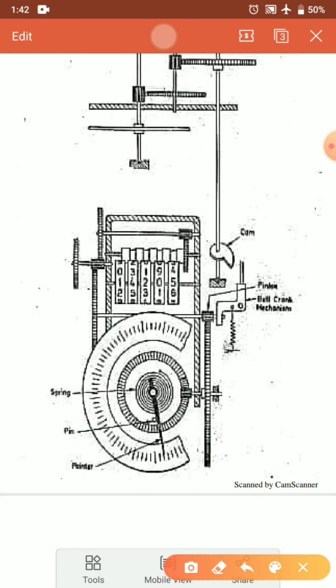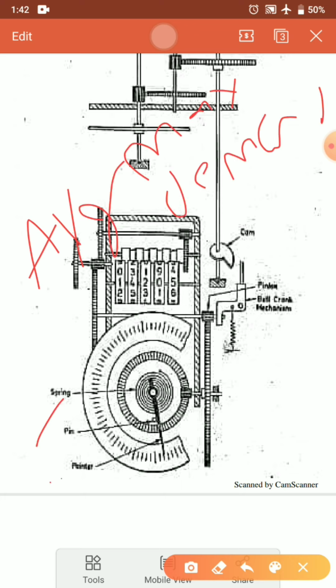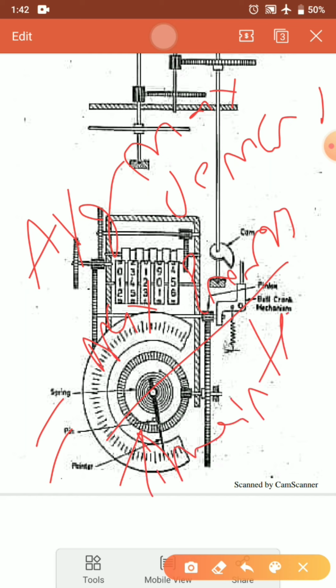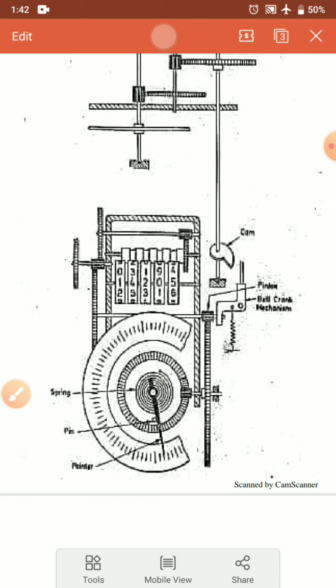If I know the maximum energy consumed, I can easily calculate the average maximum demand. How can I calculate it? The average maximum demand is equal to the maximum energy recorded divided by the time interval in hours. For example, 120 was the maximum, so 120 divided by 30 minutes, that is, half an hour, gives the average maximum demand that I have used.